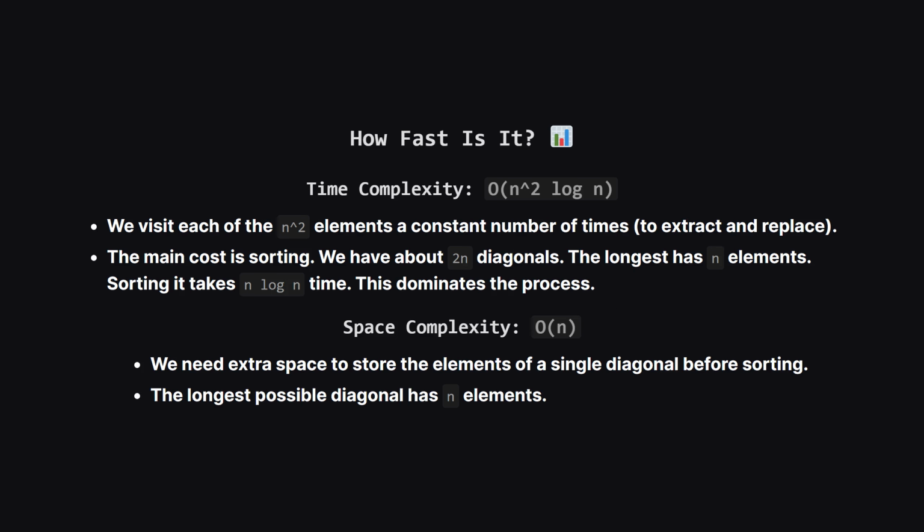So how efficient is this approach? For time complexity, it's big O of n squared log n. The n squared part comes from the fact that we have to touch every single element in the grid. The log n part comes from the sorting step, since sorting a list of size n is generally n log n. For space, it's big O of n. This is because at any given time, we only need a temporary list big enough to hold the longest possible diagonal, which has n elements.